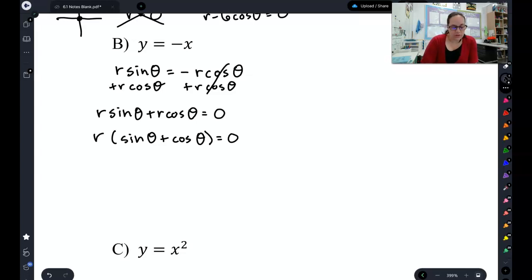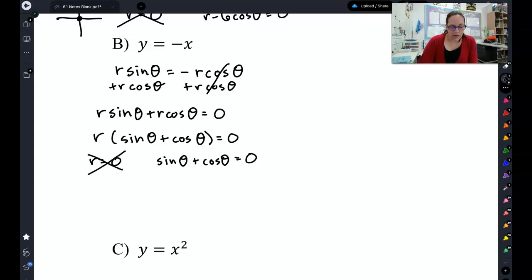And once again, once you take it out, you can set them individually equal to 0. And r equals 0, same as the last problem, is just a point, so I can ignore that. And come over here to get sine of theta plus cosine of theta equals 0. Let's bring that cosine of theta to the other side and think about this problem a little bit.